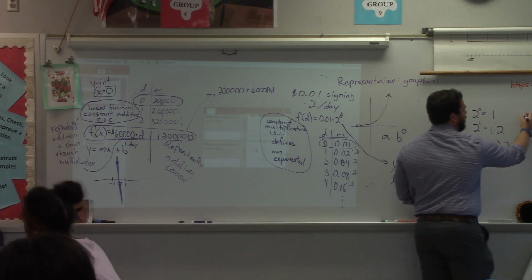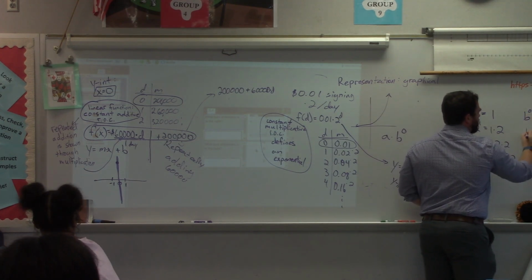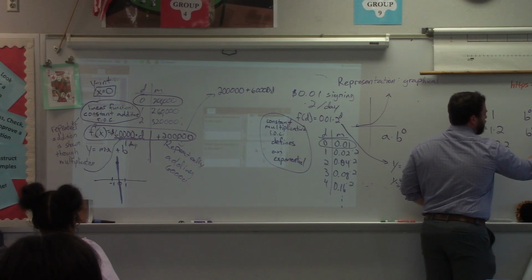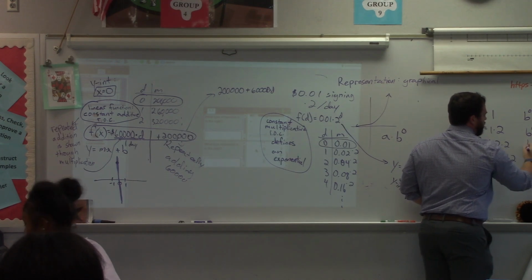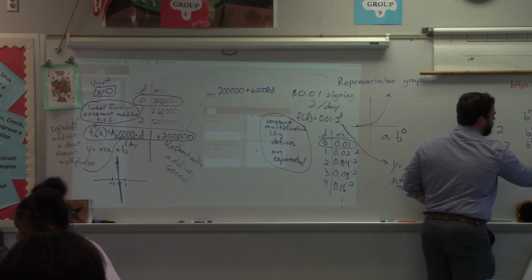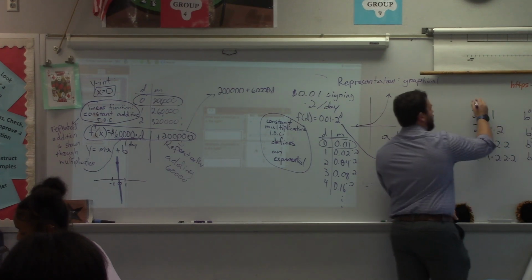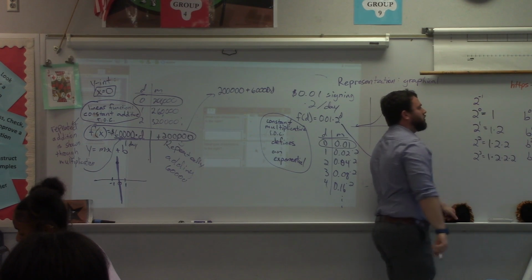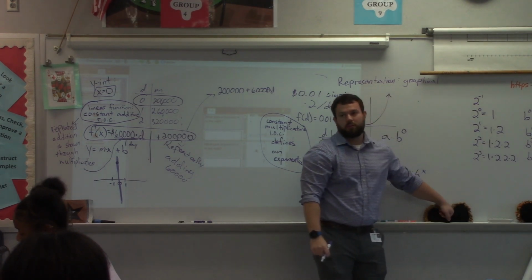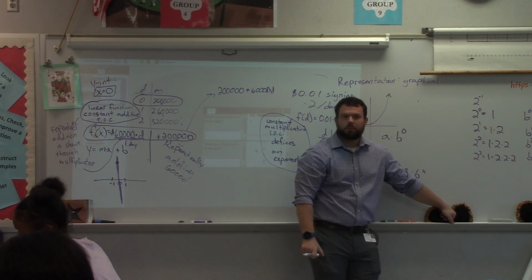And you can do this with all of these. Any base. 1 times 2 b's. 1 times 3 b's. And this will help explain, let's say I go backwards. Let's go to 2 to the negative 1. Anyone know what that is? It's what?